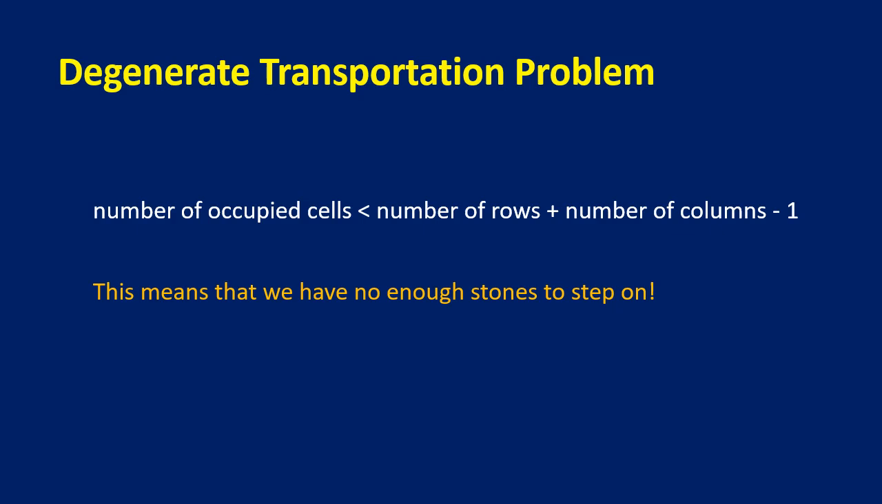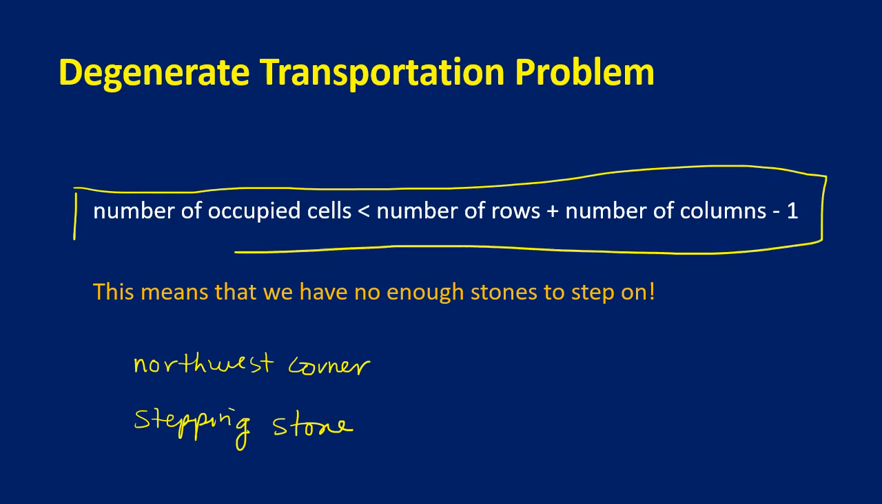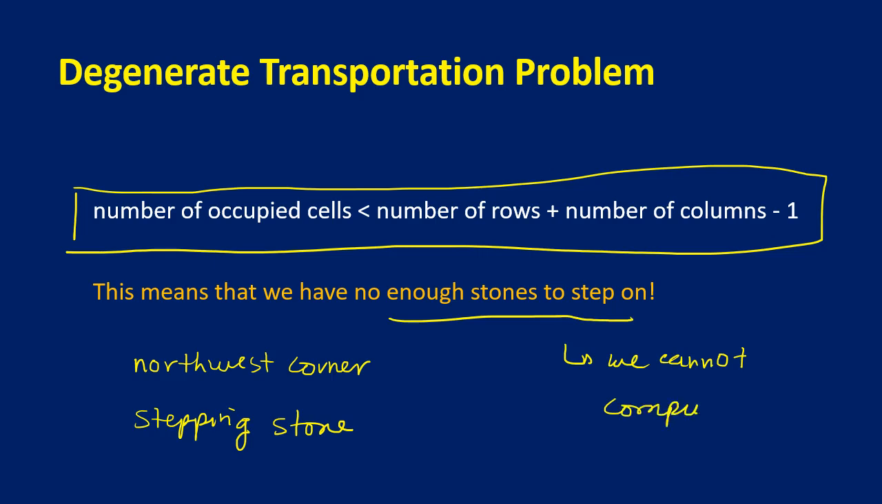Let us recall the steps that we need to go through to solve a transportation problem. We have the northwest corner rule, and then the stepping stone method. In the stepping stone method, we calculate the improvement index and we have to step on occupied cells. If this condition happens, it means we do not have enough stones to step on, meaning we cannot compute the improvement index of certain cells.